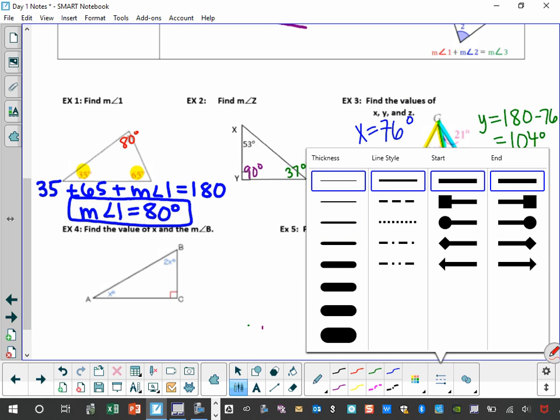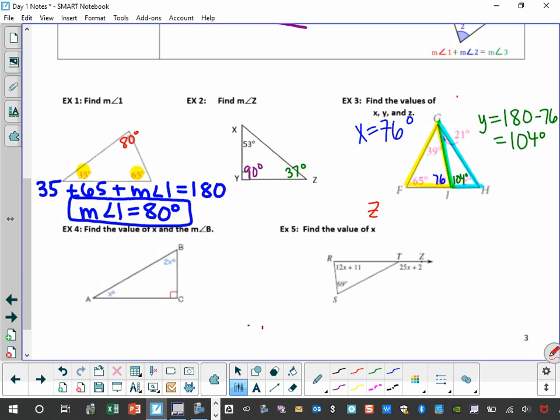Subtract. Okay, so for z, we can do 180 minus 104 minus 21, right? And when you guys do this, you can do it however you want. You can add those up and then subtract from 180, or you can start with 180 and just work your way down. So angle z is 55, you guys agree?